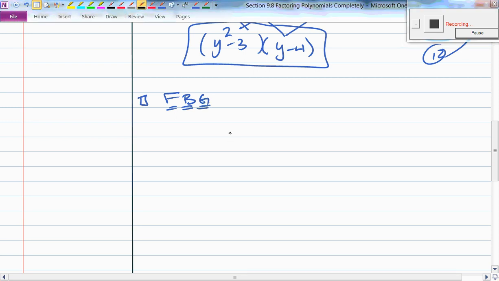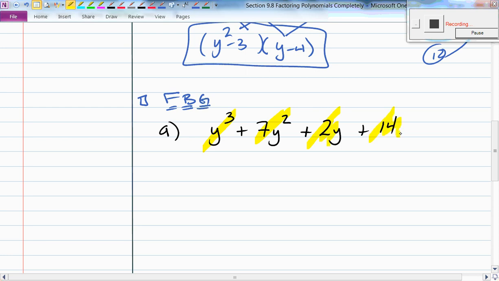So let's talk about, we're going to factor this one. Here's part A. It's going to say y to the third plus 7y squared plus 2y plus 14. Okay, let's go through our factoring flowchart really quickly. Can we factor out a greatest common factor? No. Is it a binomial? No. Is it a trinomial? No. Okay, how many terms do you see? Yes, we have four terms. We have 1, 2, 3, and 4. We have four terms.